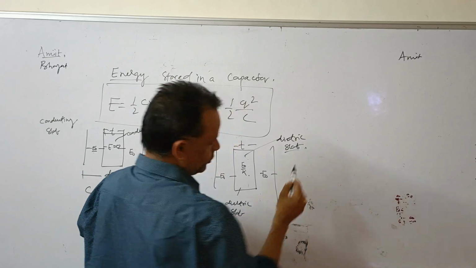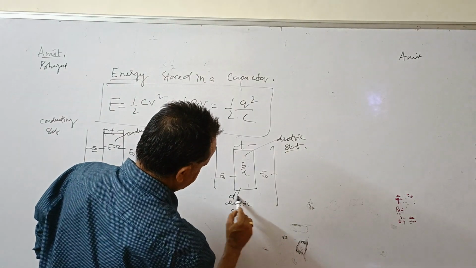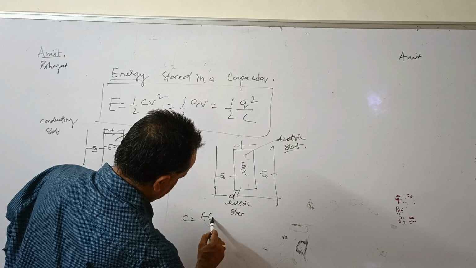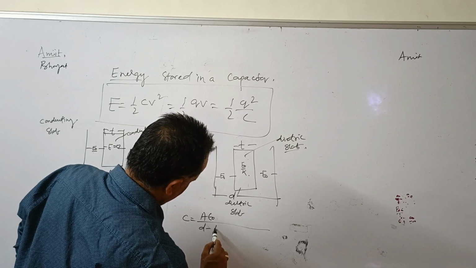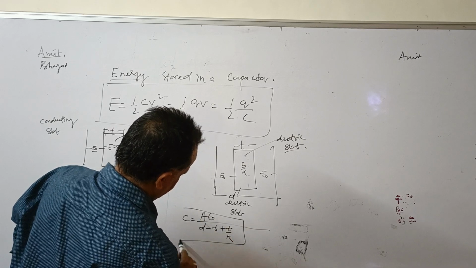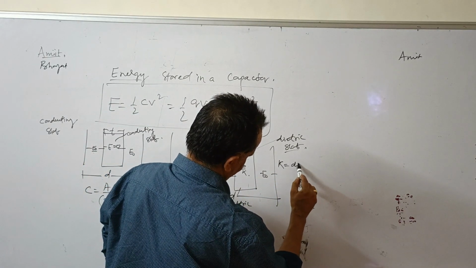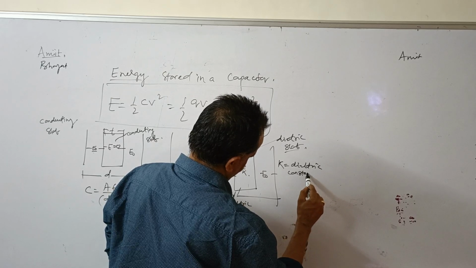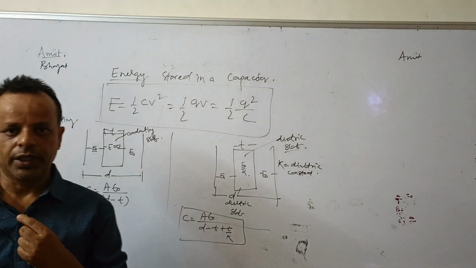Dielectrics are those substances which show electrical effect without conducting. This is the distance between the plates, and the capacitance of the capacitor with the dielectric slab is A epsilon naught upon d minus t plus t by K. K is the dielectric constant. That's all for today. We'll meet in the next class. Thank you.